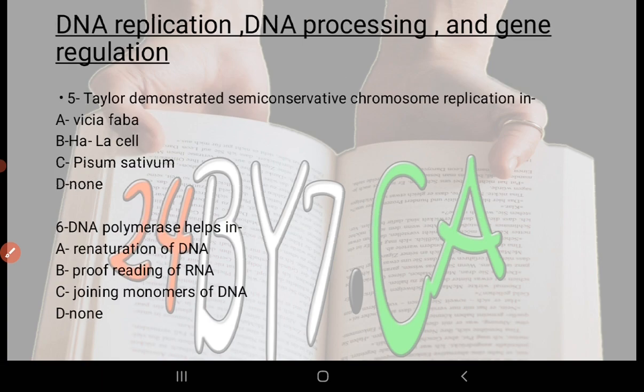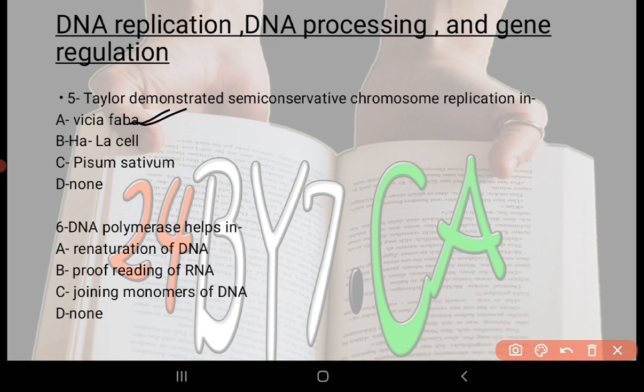Next question. Taylor demonstrated semi-conservative chromosome replication in A. Vicia faba, B. HeLa cell, C. Pisum sativum, or D. None. So the right answer is option A, Vicia faba.